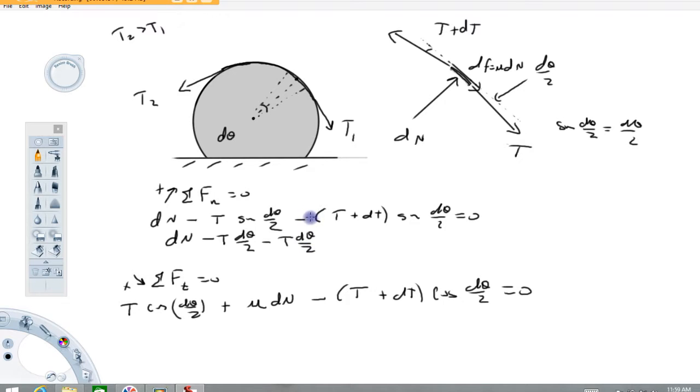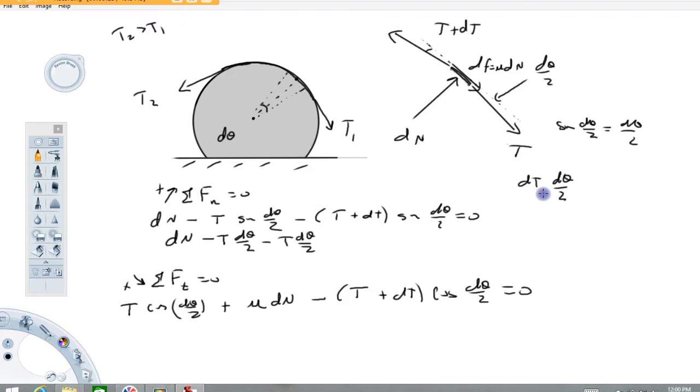And then the next is going to be this product here. Now, this thing right here, I'm going to write this off to the side, is dt times sine of d theta over 2. But sine of d theta over 2 can be written d theta over 2. And you notice this is the product of two differentials. Remember, a differential is basically infinitely small. The product of two is infinitely smaller.